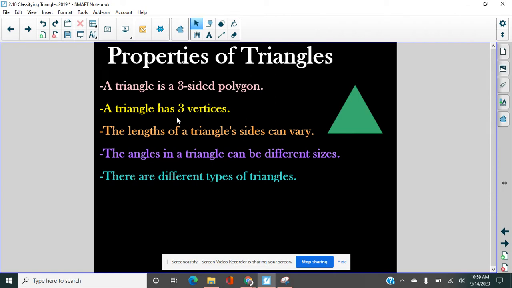Maybe you said it has three vertices, or maybe you said corners, or maybe three angles would also be correct, right? A vertex is a corner. So when we have three of them, we don't say three vertexes, we say three vertices. The lengths of a triangle's sides can vary. Yeah, it can have different size lengths. And same thing with the angles. They can be different. There are different types of triangles. So you might have had some or all, probably not all, but you probably had some of those in your answer.